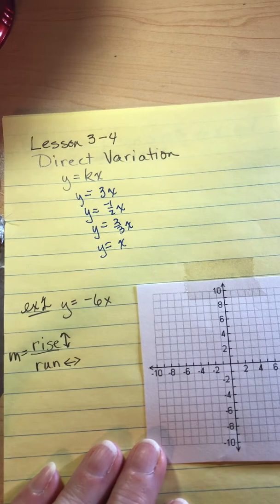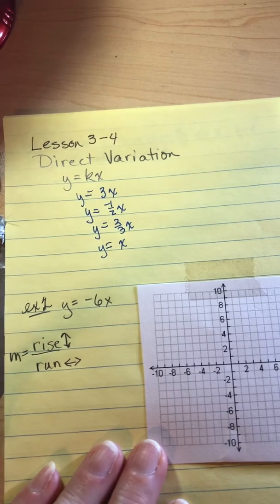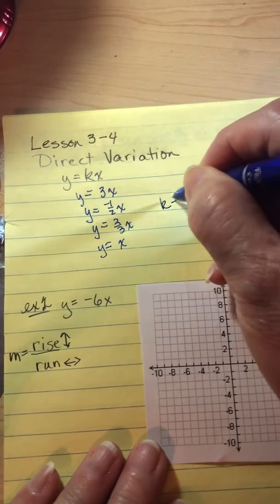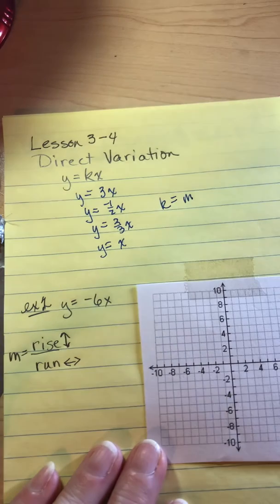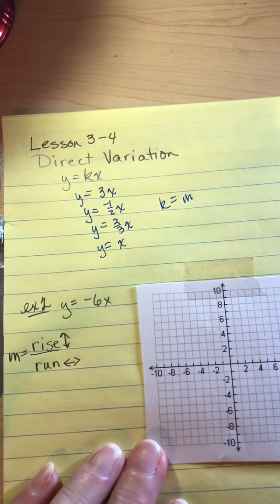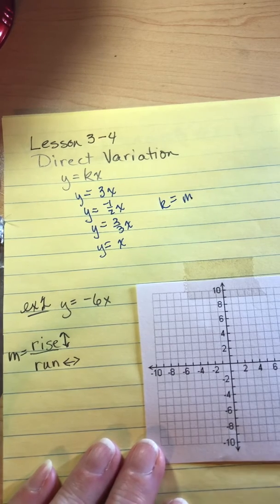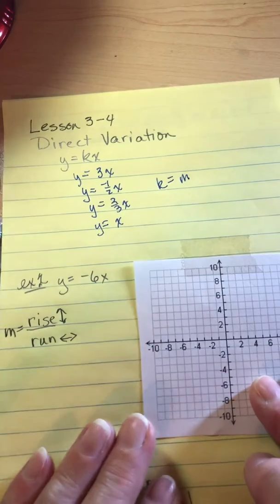That number is the constant of the variation. Now, in example 1, all they're trying to get across is that the constant of the variation is the slope. Okay? K equals m. K is constant of variation, m is slope. Example 2, they get into drawing it.